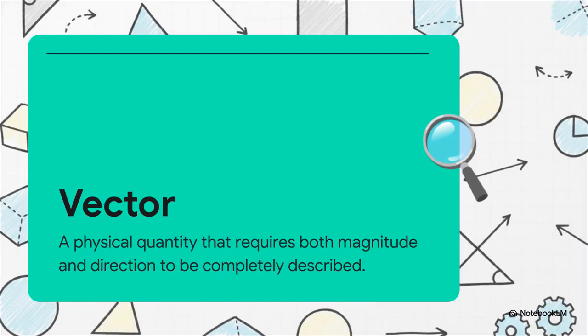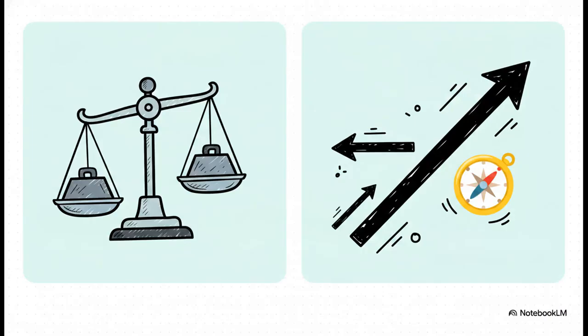A vector, on the other hand, is a physical quantity that requires both magnitude and a specific direction to be completely described. This is where things get a bit more dynamic. Think about it like this. If I tell you to drive 50 miles per hour, that's a scalar. But if I tell you to drive 50 miles per hour straight north, boom, that's a vector. Velocity, acceleration, displacement, these are all core concepts that absolutely require this directional piece to make any sense. So the core difference really just boils down to magnitude versus magnitude plus direction.